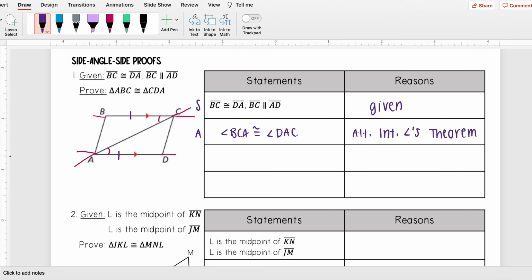So I have an angle, I have a side, now I need to get another side, and the other side needs to be on the other side of my congruent angle. So that's going to be this side AC. And we know that's congruent because the side is always going to be congruent to itself. So I have my third side, and that's going to be my reflexive property. And so I have a side, an angle, a side, and it's in that order. So that means that triangle ABC is congruent to triangle CDA. That's made by side, angle, side.